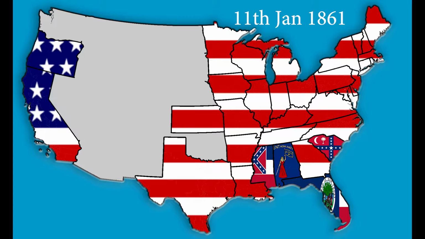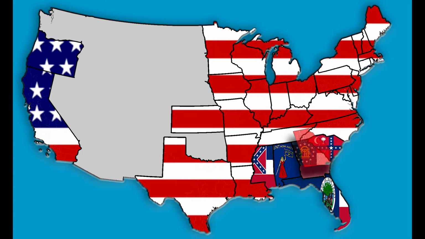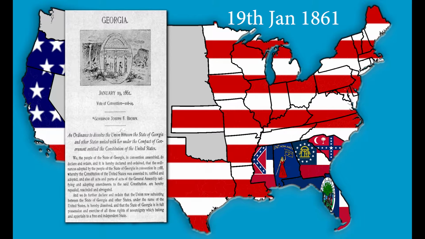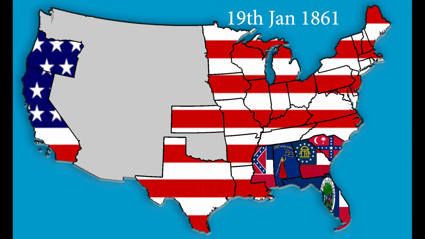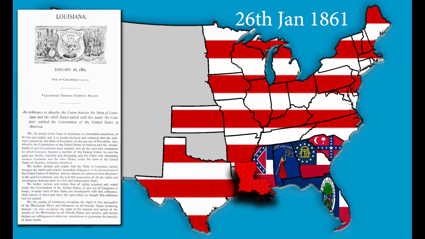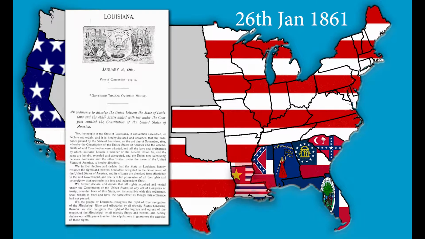Just over a week later, Georgia would also secede, with the Georgia Secession Convention issuing an Ordinance of Secession on January the 19th, 1861. On January the 26th, 1861, before the month is out, Louisiana votes to adopt the Ordinance of Secession, becoming the sixth state to secede.